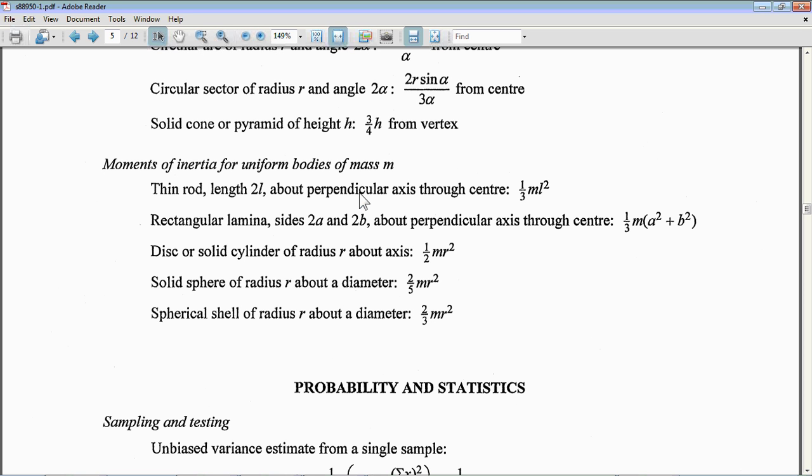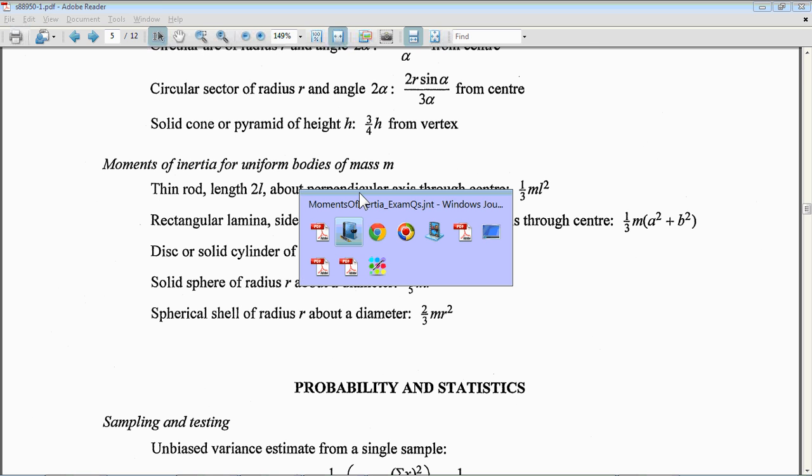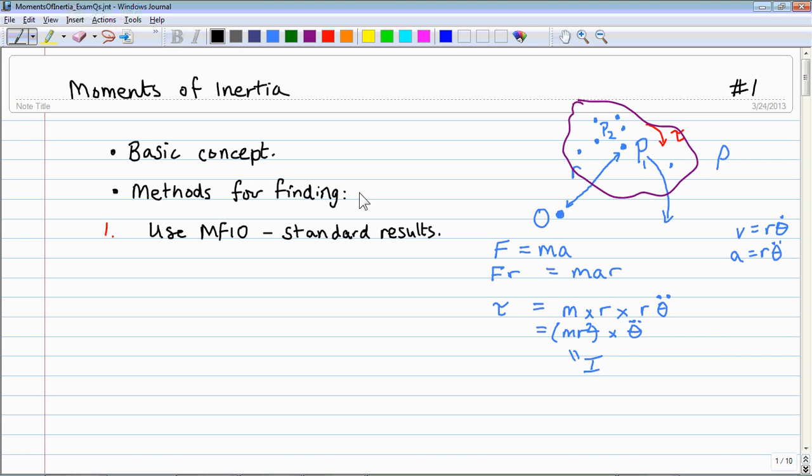Think about that, it should be obvious. So we're given a thin rod, we're given a rectangular lamina. Notice, of course, a rectangle includes a square, and the sides may be A and B there. Then we have a disc, by which they mean a circle in 2 dimensions, or a cylinder, and then we have a sphere and a shell of a sphere. The last two are not used very often, but they're there, so maybe we need them. So the first answer to the question of how to find moments of inertia is use the formula sheet. The second answer, a very basic and obvious principle, is addition and subtraction.